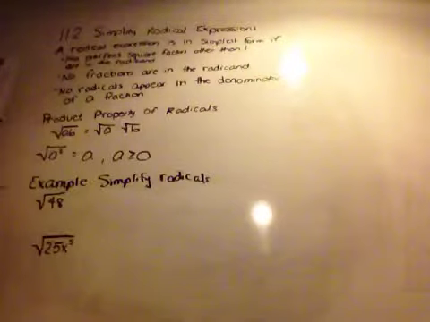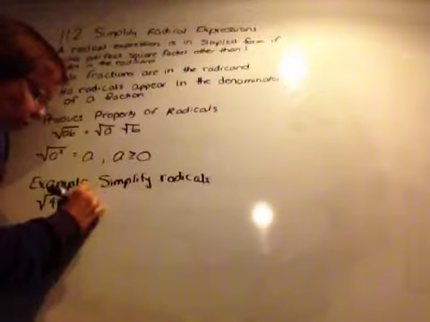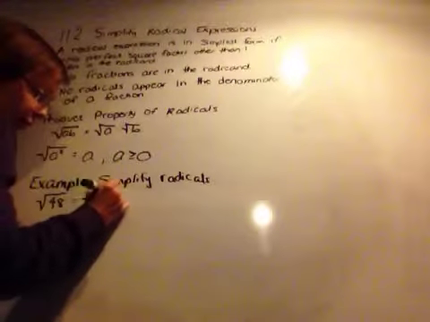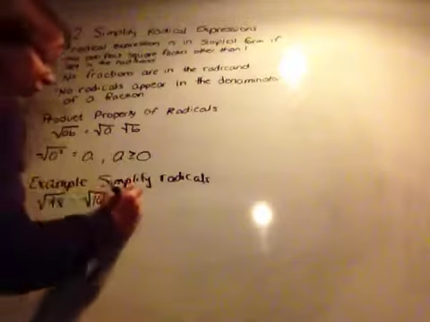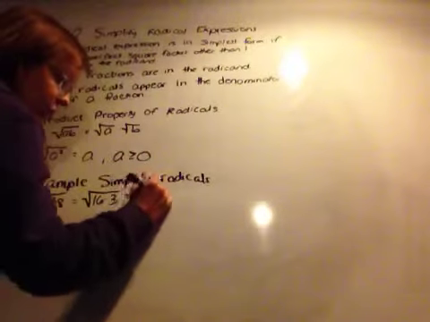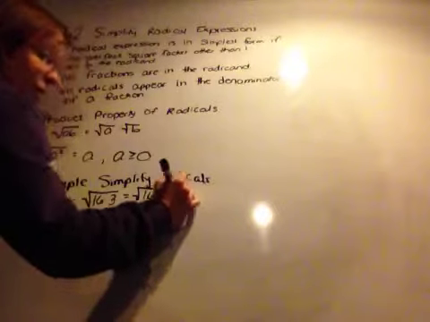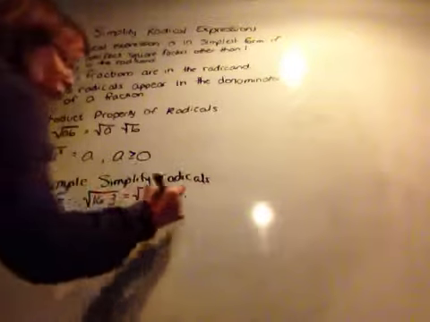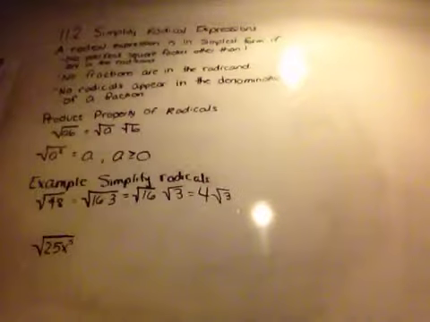So in the first example, we're going to simplify the square root of 48. So the square root of 48 is the square root of 16 times 3, because 16 times 3 is 48. And then we're going to split this up, so we have the square root of 16 times the square root of 3. The square root of 16 is 4, and then times the square root of 3.